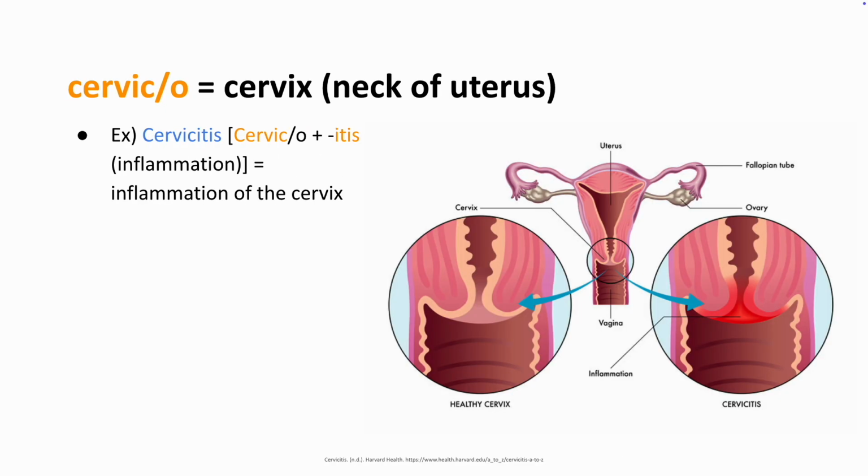Cervico is a combining form that means cervix, which is the neck of the uterus, like this area. I think you guys will pretty much know everything, but cervicitis is one example. Cervico plus itis, inflammation of the cervix. For example, like a bacterial infection happens and infects around this area, it can inflame the cervix.